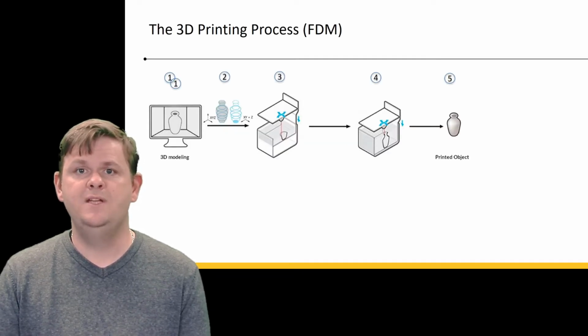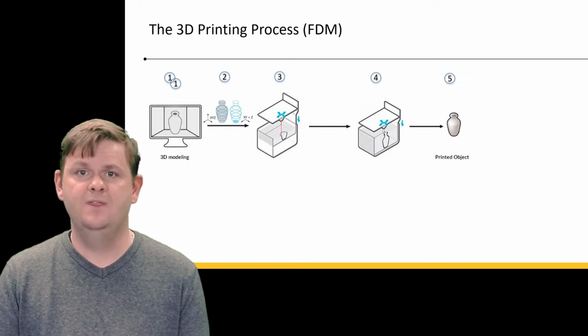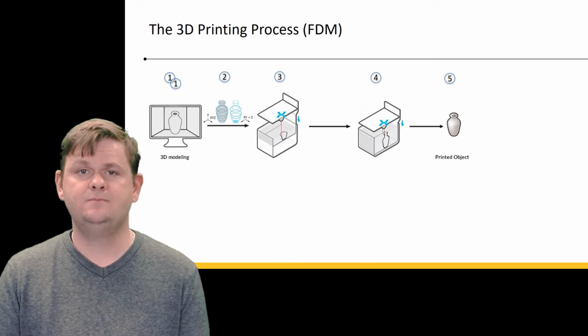Here we see a typical 3D printing process from start to finish. Stage 1 is where we model the part, preferably with the technology, process and material in mind. This is known as design for additive. Once this is complete, we move on to the next stage.